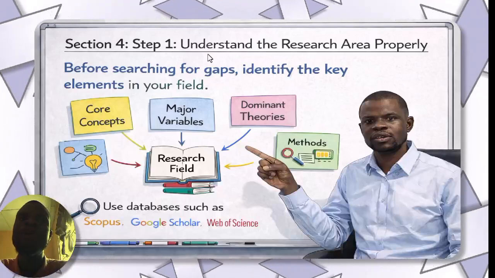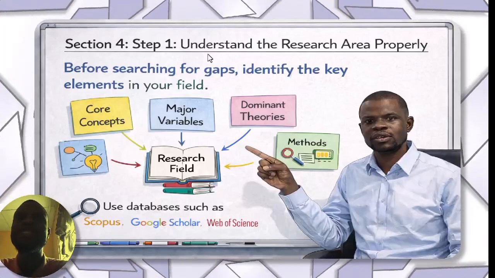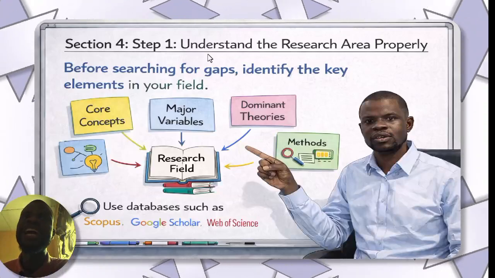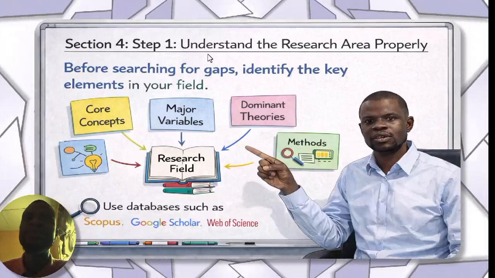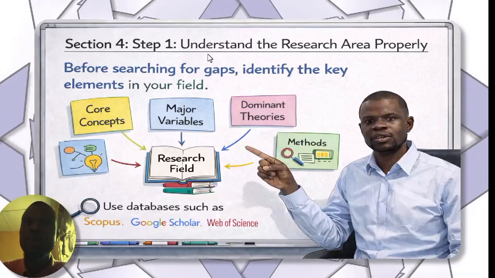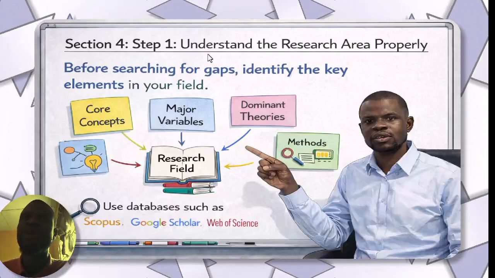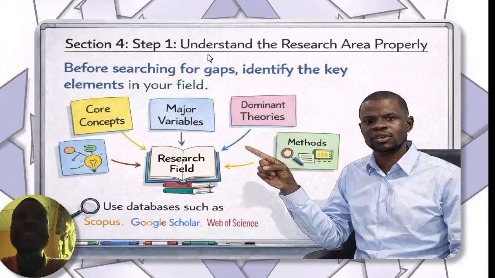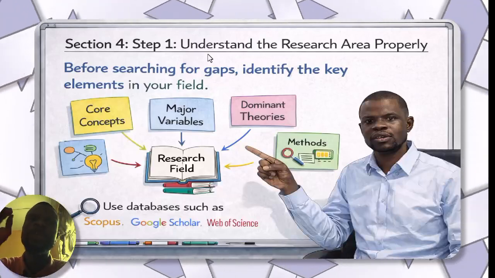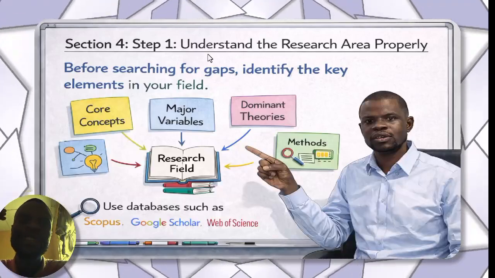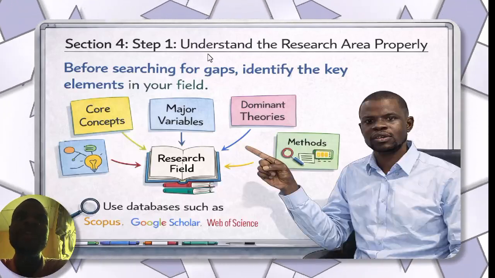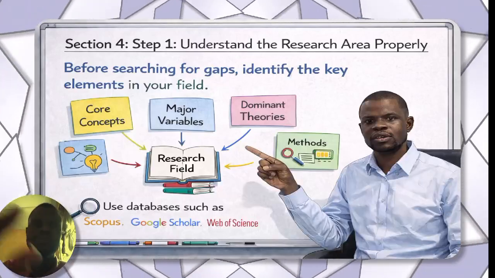For example, you may discover that many studies discuss digital transformation in large companies, but very few studies focus on small businesses or developing countries, which may reveal a contextual research gap. The goal at this stage is to understand where research is already strong and where knowledge is still limited.